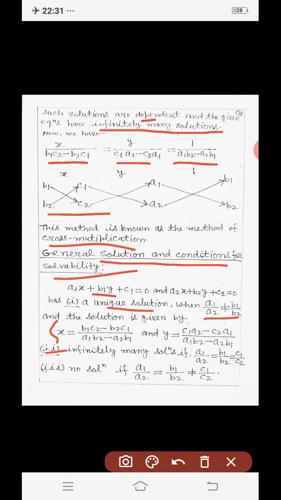Second, infinitely many solutions if a1/a2 = b1/b2 = c1/c2. Third, no solution if a1/a2 = b1/b2 ≠ c1/c2.